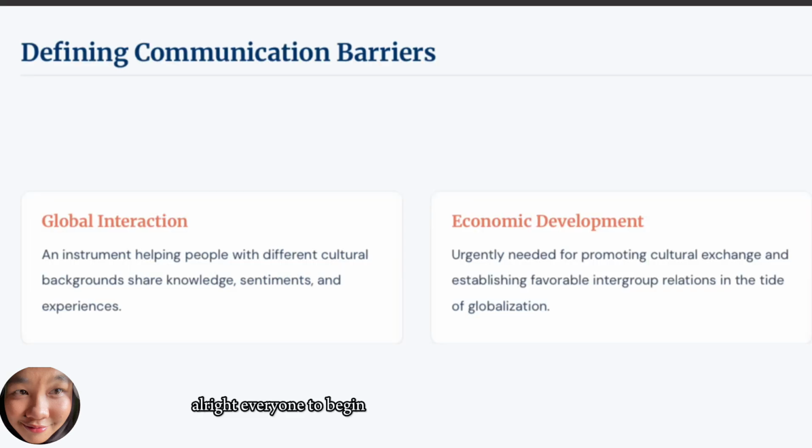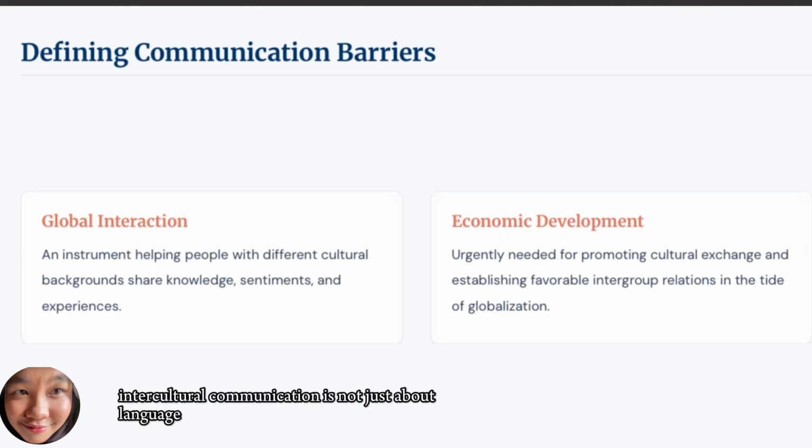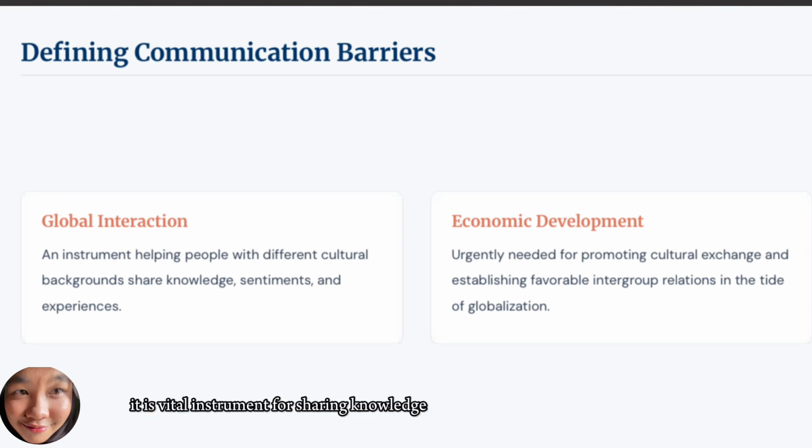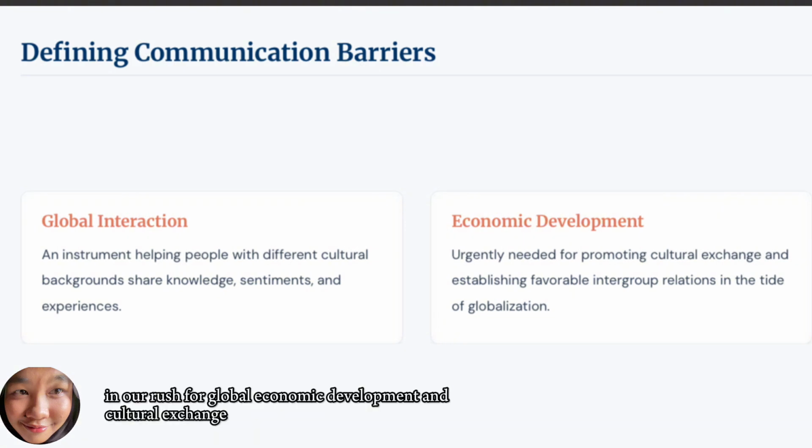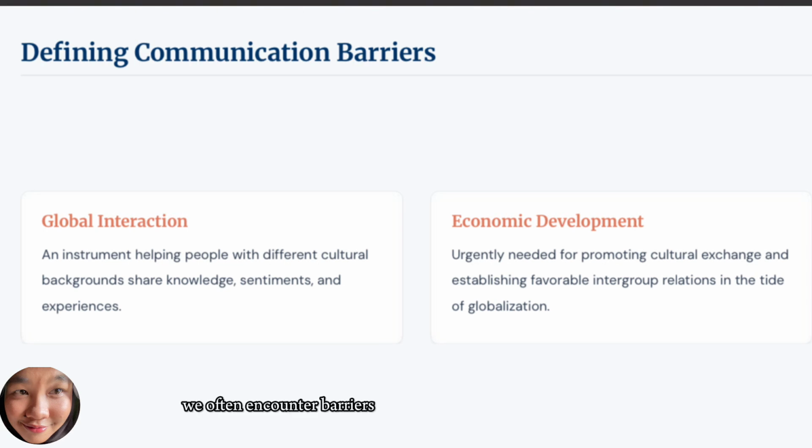Alright everyone, to begin, we must recognize that intercultural communication is not just about language. It is a vital instrument for sharing knowledge and sentiment across cultures. However, in our rush for global economic development and cultural exchange, we often incur barriers. Stereotyping is one of the most significant hurdles that can prevent us from establishing favorable relations between different social groups.